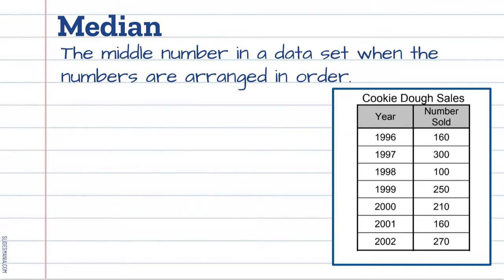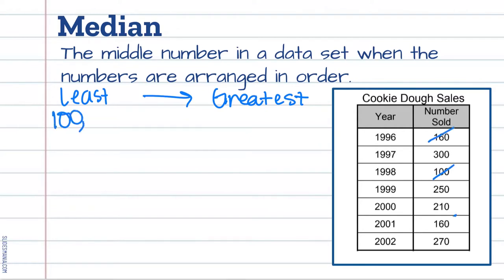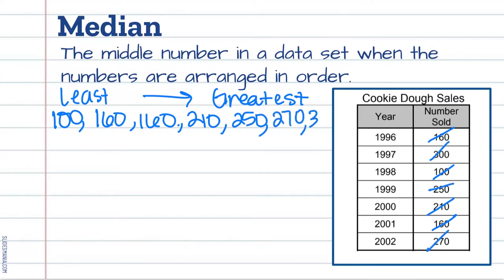The second measure of central tendency is our median. And a median is the middle number of a data set when the numbers are arranged in order, in order from least to greatest. So when I look at my table, I see that my least value is 100, so that will be where I start. I have 2 values of 160, 210, 250, 270, and then 300.